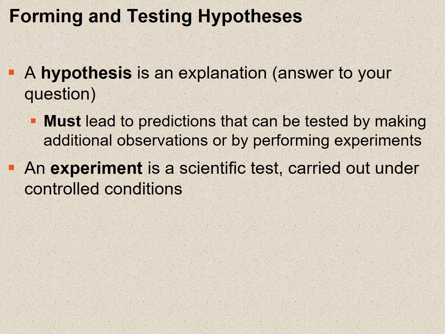Now, I talked about a hypothesis before. A hypothesis is basically your answer to the question, right? So you have a question. What is your answer? Your hypothesis may not be the right answer, which is totally fine. But the hypothesis must lead to predictions that can be tested by making observations or performing experiments. An experiment is a scientific test which is controlled, typically carried out under controlled conditions. You don't want too many variables because then you can't see for sure that your results are reliable.